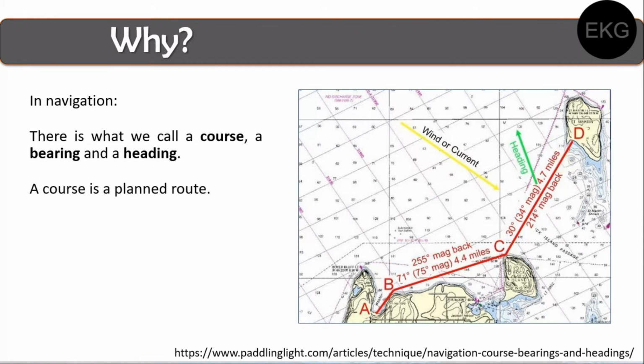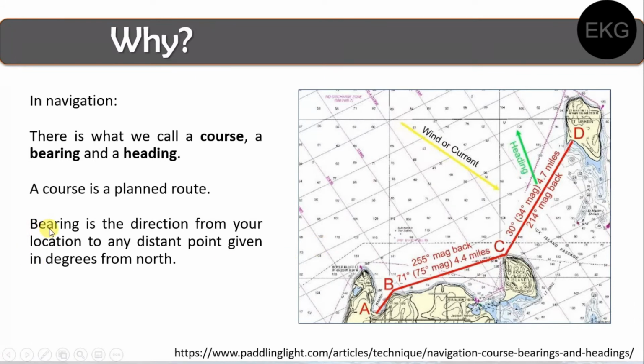Now the second term is what we call the bearing. So bearing is the direction from your location to any distant point given in degrees from north. Very complicated. Itong definition, bearing is the direction from your location. So for example, this is your location at point B, to any distant point. So if this is your location and this is the distant point D, then we connect these two points, and then measure the degrees from north. So lalagay tayo ng linya dito.